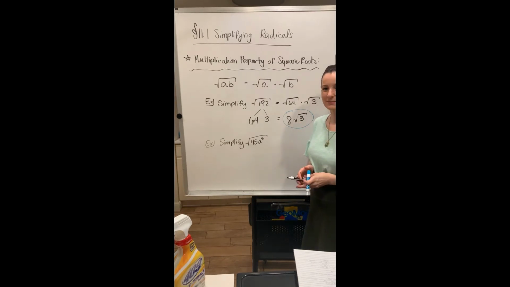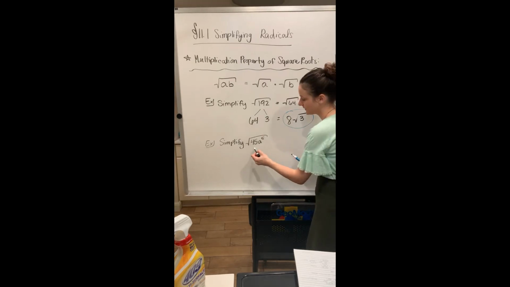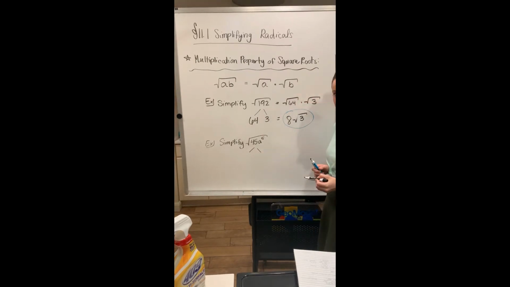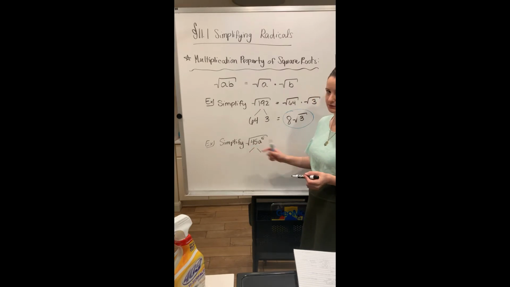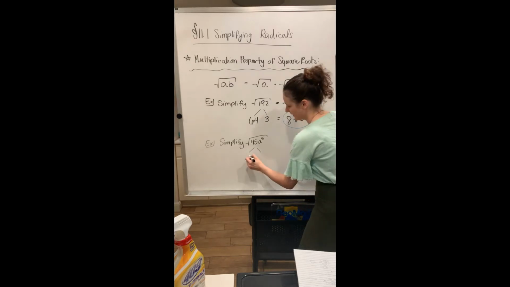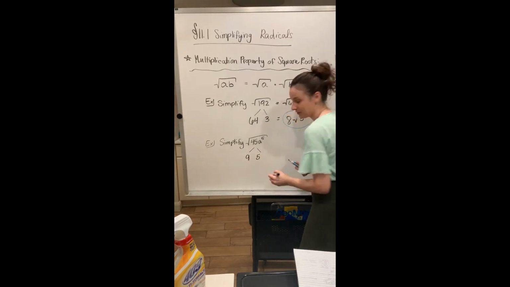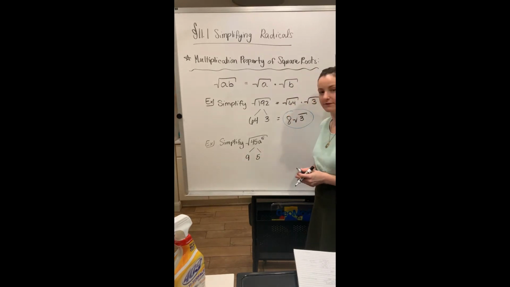Let's try another example. Let's simplify the square root of 45a to the 5th power. This works not only with numbers, but with variables as well. With the number 45, what would be a perfect square times another number that equals 45? If you guess 9 and 5, you'd be correct. 9 times 5 is 45, and 9 is a perfect square. The square root of 9 is 3.